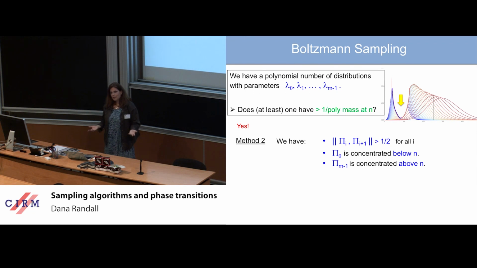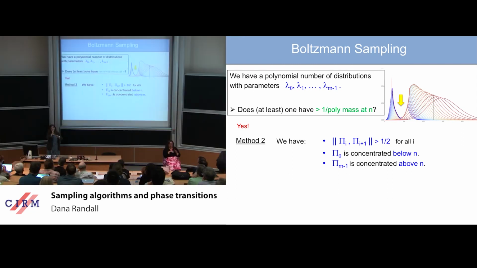So I'm going to make the following observation. My distributions, as I go through these values of lambda, are all close. The total variation distance between the distribution at lambda i and lambda i plus 1 is at least a half, so there's a lot of overlap of mass. I start off with the mass concentrated all the way to the left of n, and I end up with mass concentrated all the way to the right of n. So there's a continuity argument that says there has to be a distribution on which a third of the mass is below n and a third of the mass is above n, at least.